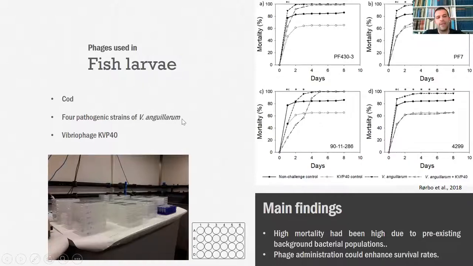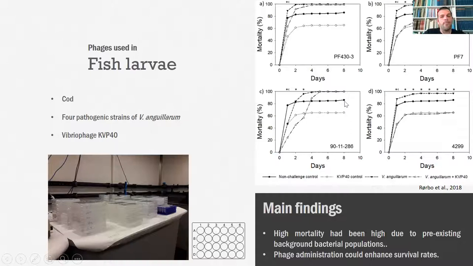And we tried to apply lytic bacteriophage KVP40 in order to see if that phage has the ability to enhance survival. The findings of this study were not as expected, because the eggs, even the controls, as you can see over here in the black dots, showed very high mortality rates, and that was basically because of the quality of the eggs.